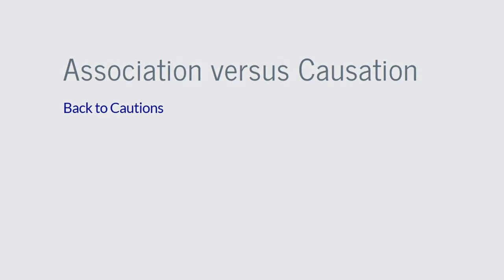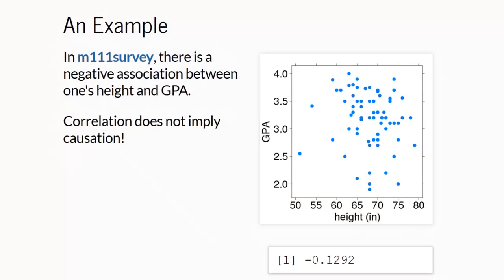The third topic of discussion in this section is the difference between association and causation. Again, we'll talk about this through an example. In the M111 survey data, we observe a negative association between one's height and GPA. This can be seen by looking at the direction of the cloud of points in the scatter plot and by looking at the sign of the correlation coefficient. This negative association indicates to us that taller people have lower GPAs and shorter people have higher GPAs.